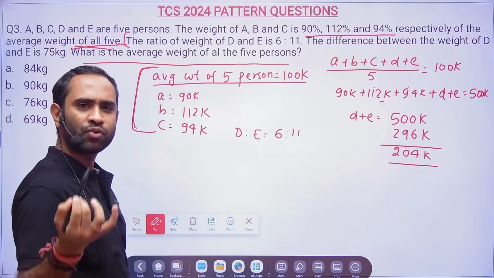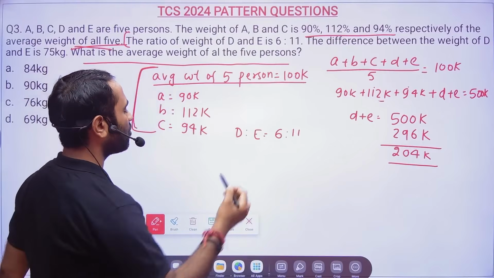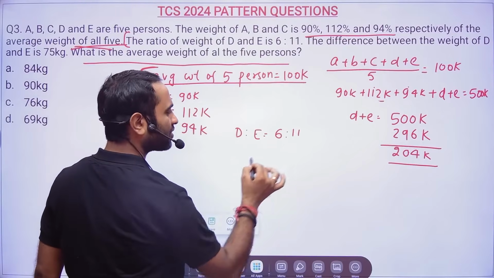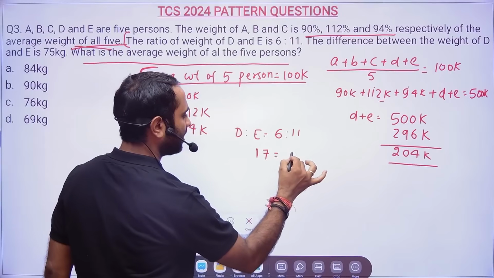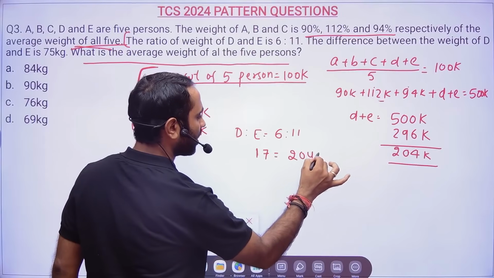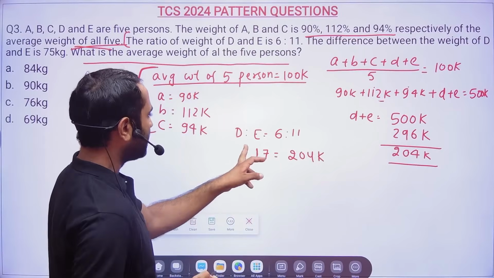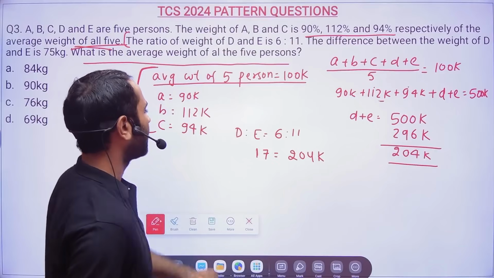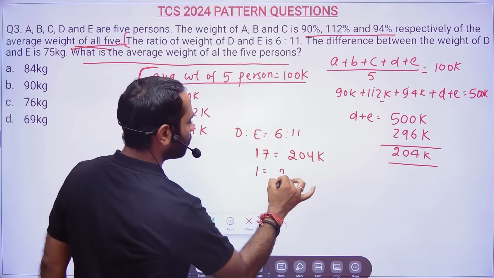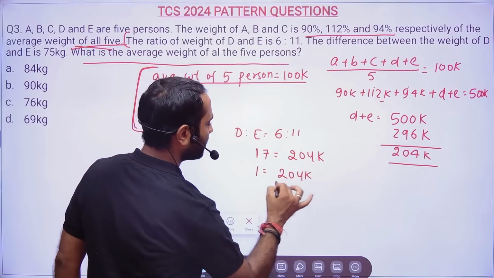Now if you want to write it in terms of values, what you can do, my dear friends, you can write 6x and 11x. So basically this is 17, right? So total is 17. 17x is equal to 204k, right? See, D and E. So you can take a variable, or you can write like this. So x will be equal to 204k divided by 17.